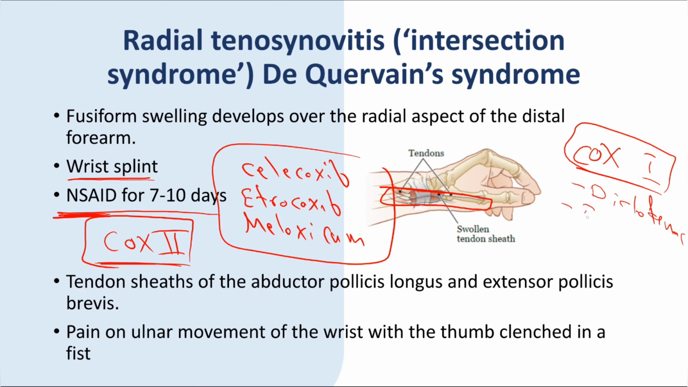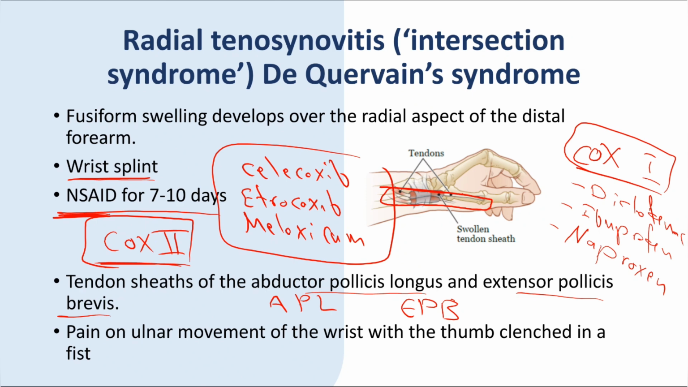Also, we have ibuprofen. We have naproxen. Tendon sheaths of the abductor pollicis longus and extensor pollicis brevis will be involved. So abductor pollicis longus and extensor pollicis brevis will be involved in de Quervain tenosynovitis. As I said, there will be pain on ulnar movement of the wrist and when the thumb is clenched in a fist.